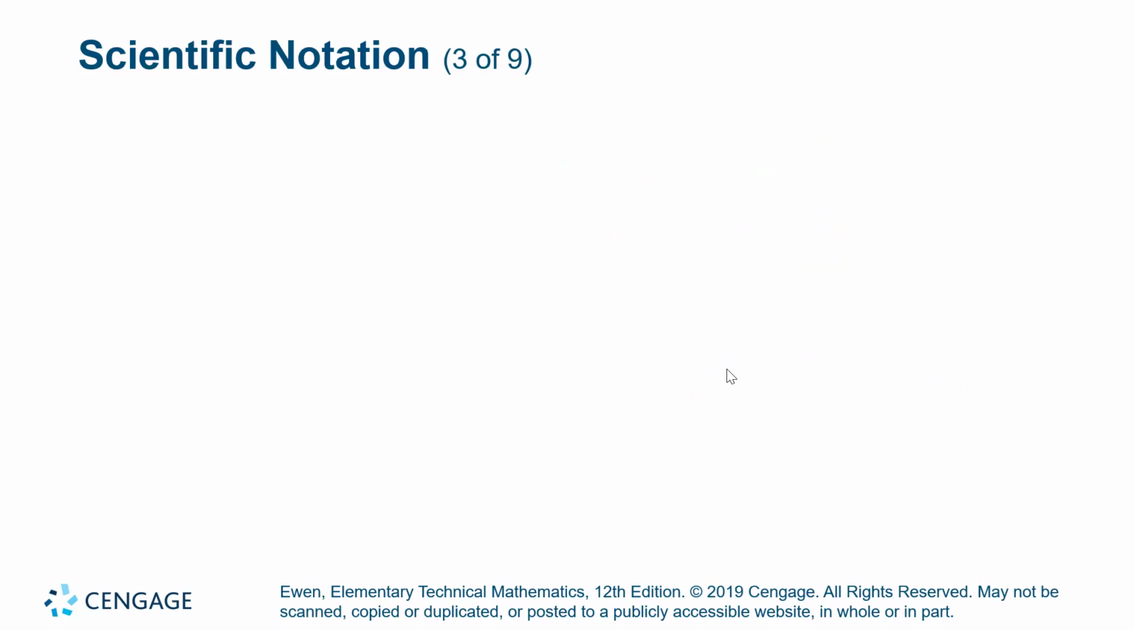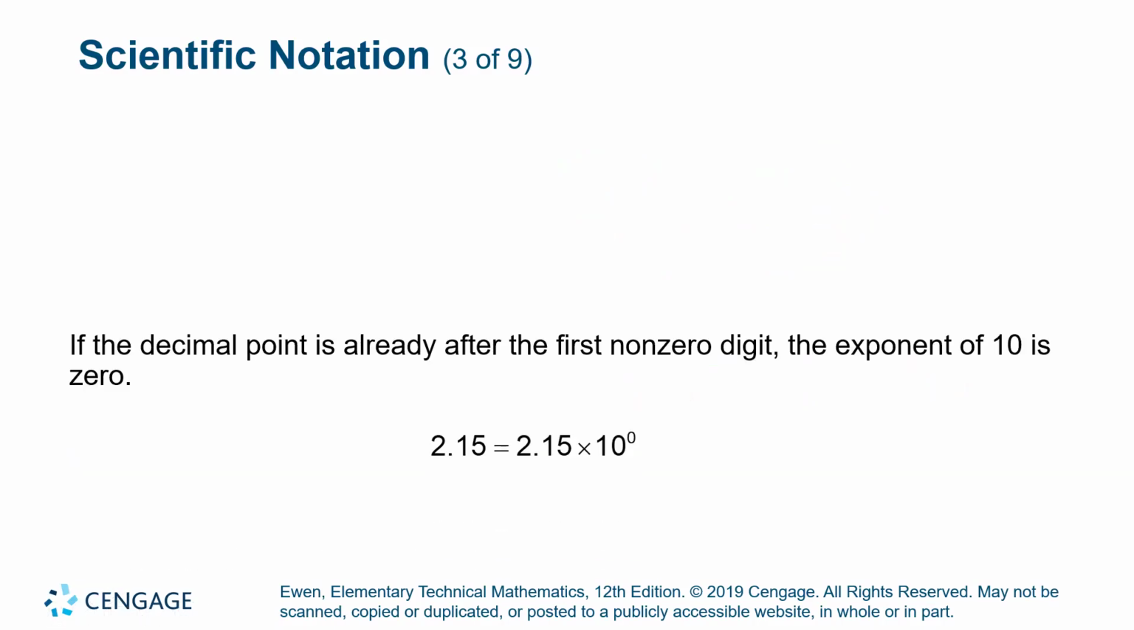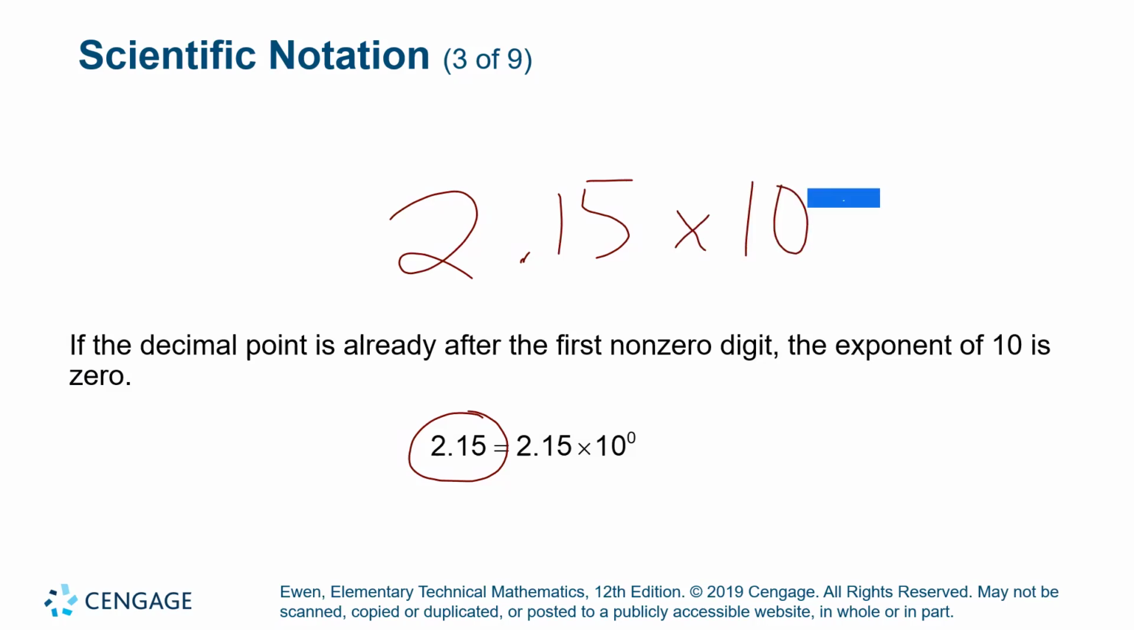Now, sometimes you could also have a number like 2.15. If you're changing 2.15 to scientific notation, it's already set up in a way that the number is between 1 and 10, which is good. So for 2.15, there's nothing you could do about it. So you just do times 10 to the power 0. Remember, 10 to the power 0 is 1.